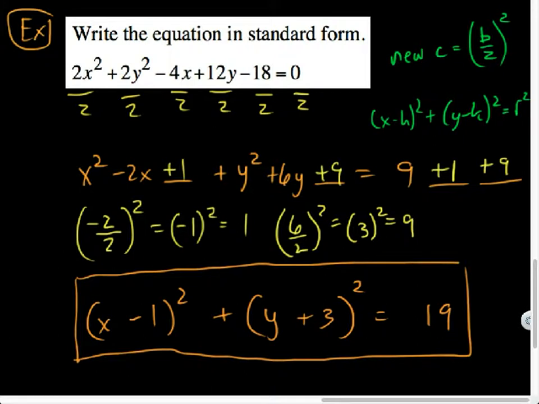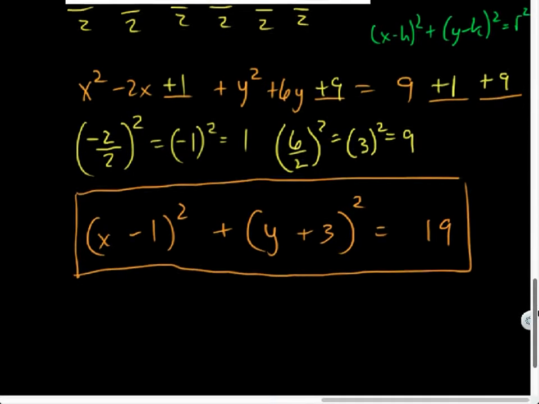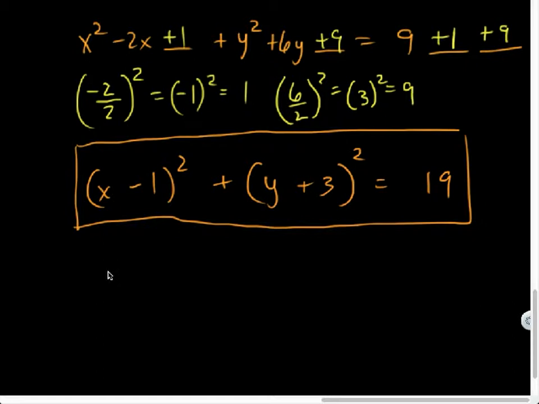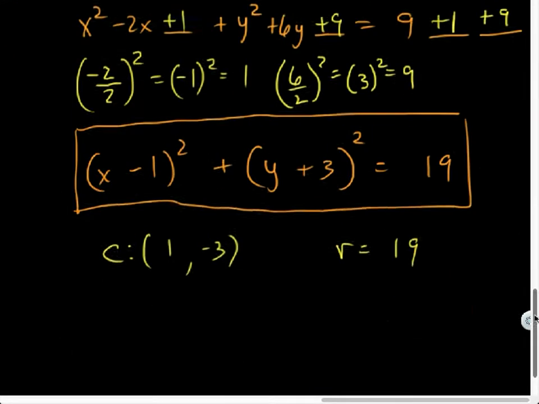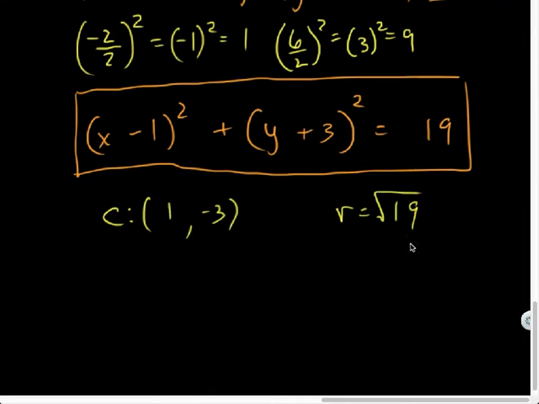The benefit of it being in standard form is you don't have to do anything else. What is the center? 1, negative 3. Good call on the opposite, remember? Good job. And for r, is the radius 19? Now it's the square root of 19. Right? 19 is equal to the radius squared, so it must be the square root of 19.